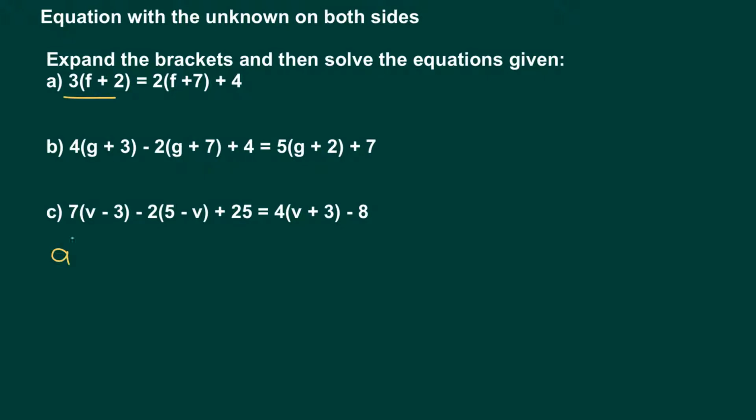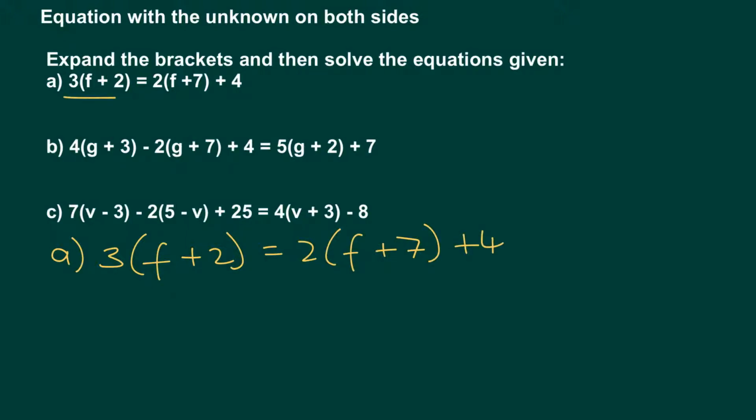So part A says 3 bracket f plus 2 is equal to 2 bracket f plus 7 plus 4. So obviously our unknown variable is the f. The question says to expand these brackets. Now guys, expanding brackets basically just means getting rid of the brackets. And there's a very simple process for that. All we do is take the number that sits outside the bracket and we multiply it to everything that sits inside the bracket. So let's take the 3 on the outside.